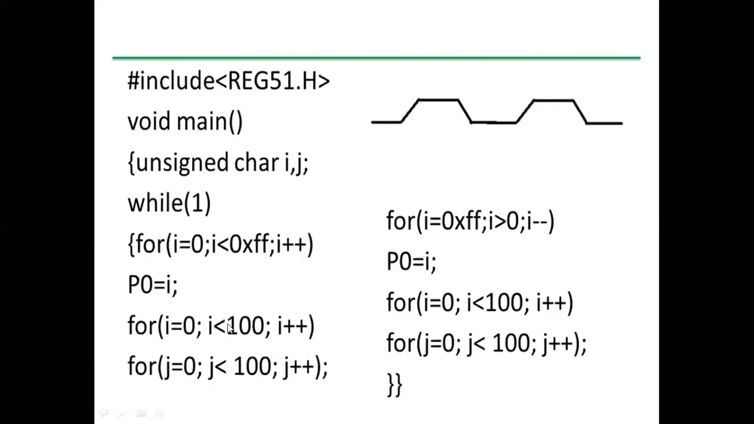So for this delay, 2 for loops, and from this maximum value, you have to decrement. So the I value should be decremented, and you have to initialize the delay to 40. So for I equal to the maximum value 0xff, I greater than 0, I minus minus. After this, you want this delay. This is how you can generate the delay, and while 1 means it will be repeated. Like that you can generate this type of waveform.